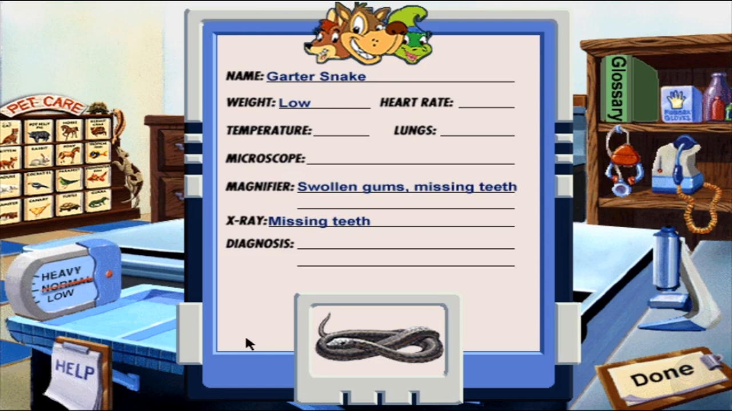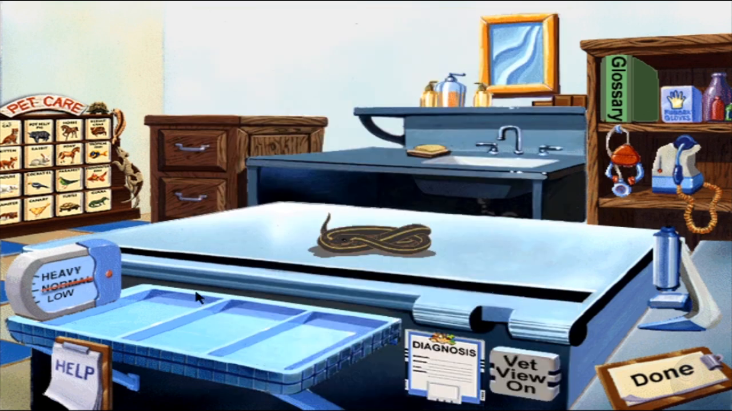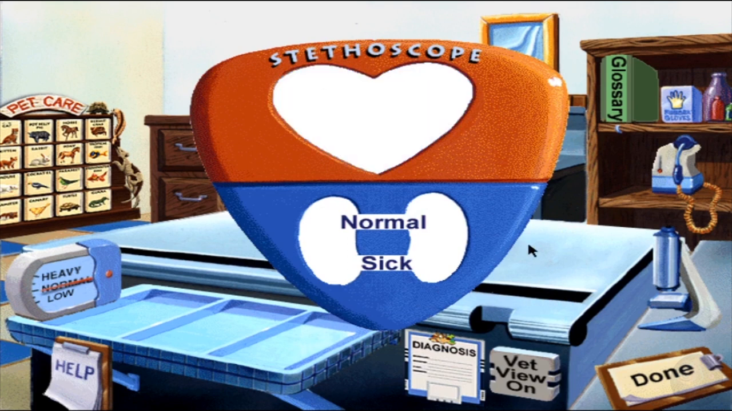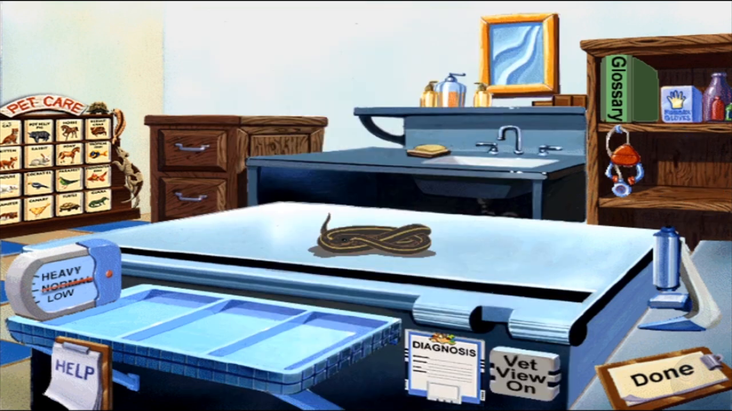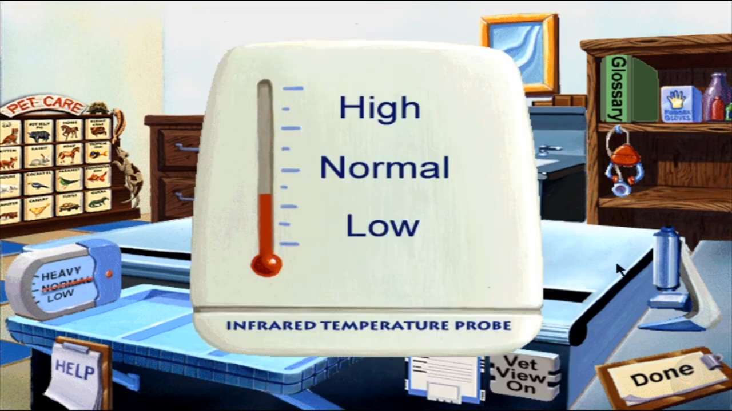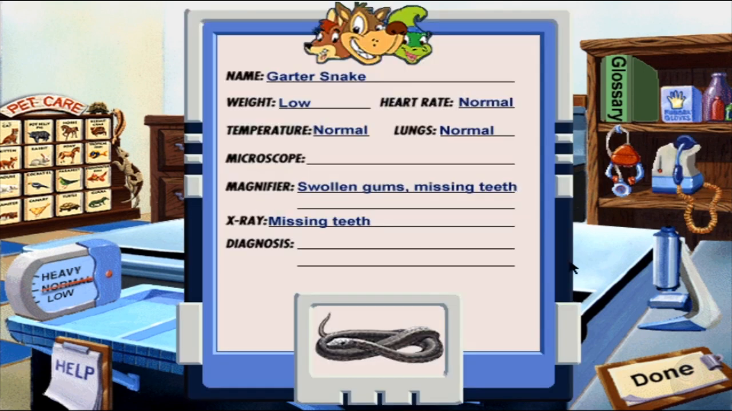This animal's weight is low. The animal's heart rate is normal. This animal's lungs sound normal. This animal's temperature is normal.